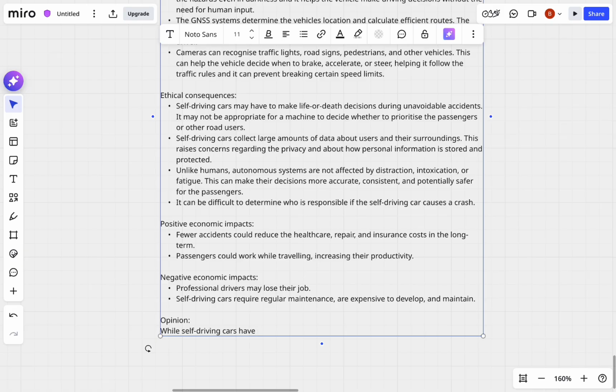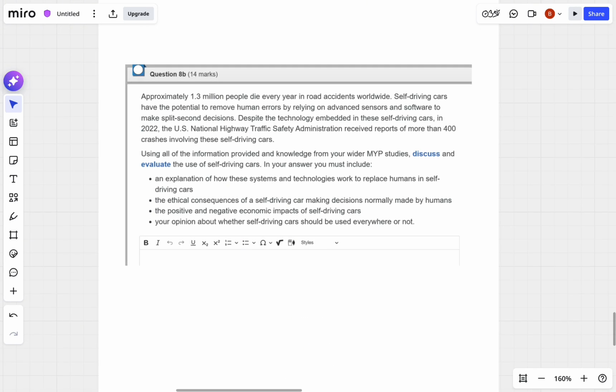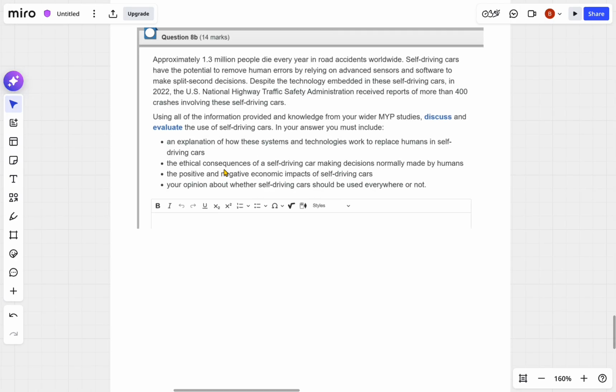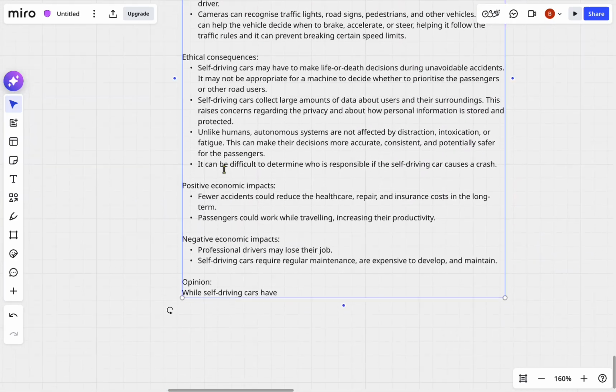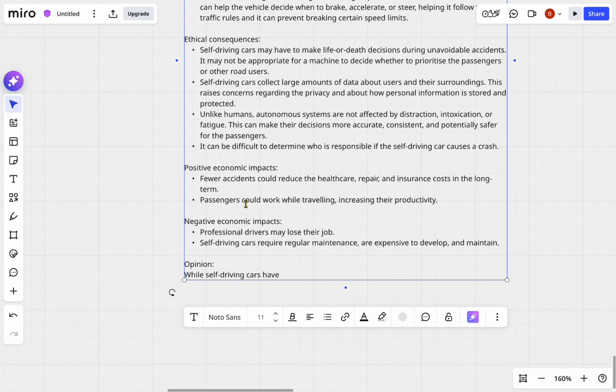So while these cars have the potential to reduce road deaths and reduce accidents by removing human errors, they can do this. But the reported crashes show that the technology is not yet fully reliable. By looking at the US National Highway Traffic Safety Administration data, we've seen that there are reported 400 crashes involving these self-driving cars. So we know that this is not fully reliable yet. We don't know if it's fully reliable.